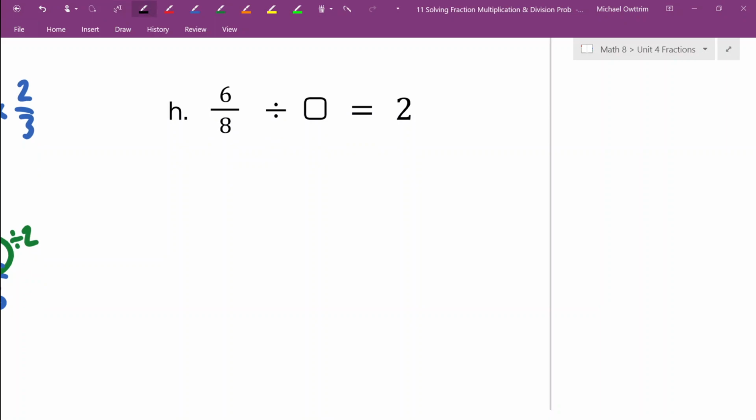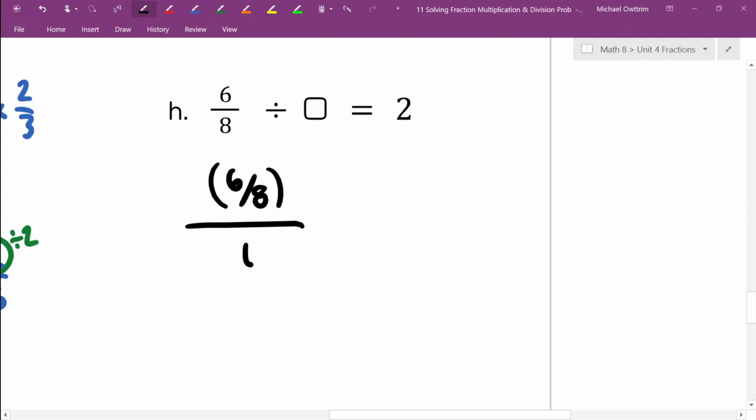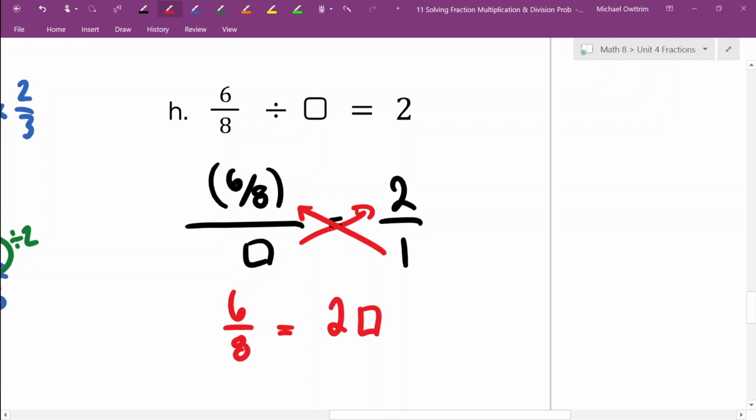And then question H and question I are a little bit trickier. In this case, we want to think about our 6/8 as being divided by our box. So our box is kind of like on the bottom of a fraction. And so this is kind of similar to our ratios unit, where we really have 6 over 8 as a value over our unknown is equal to 2 over 1. And so in order to solve this, we're actually going to want to cross multiply to get rid of our box being on the bottom. So I get 6 over 8 is equal to 2 of our box.